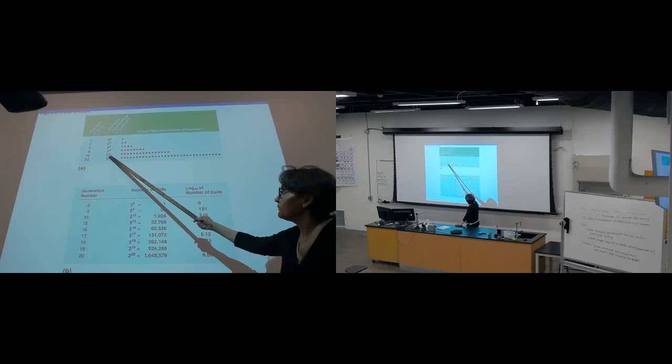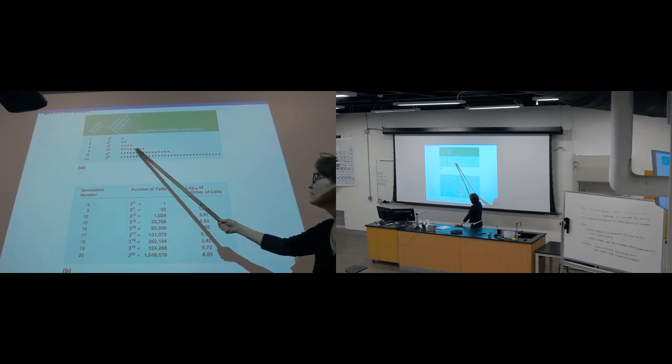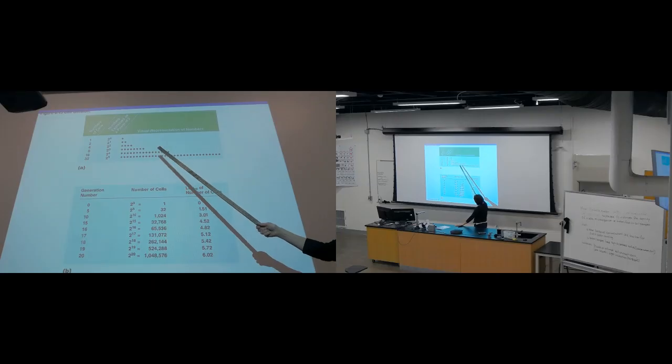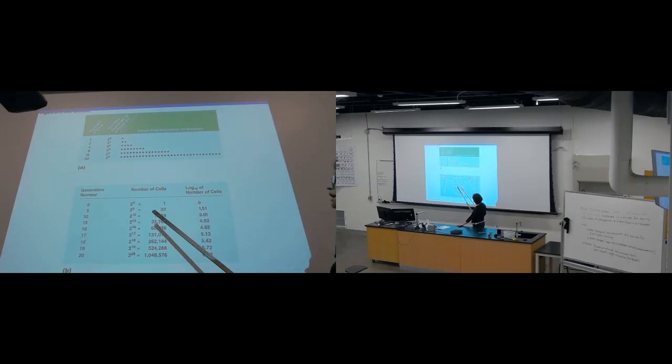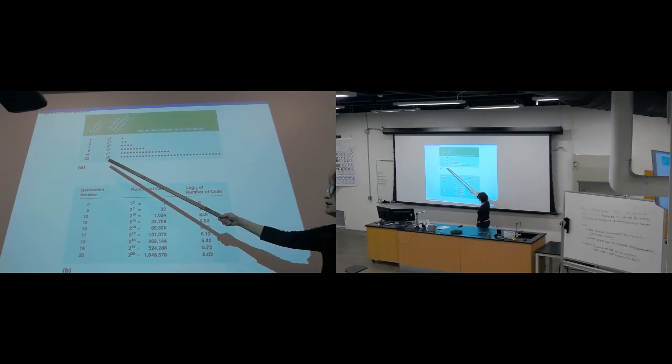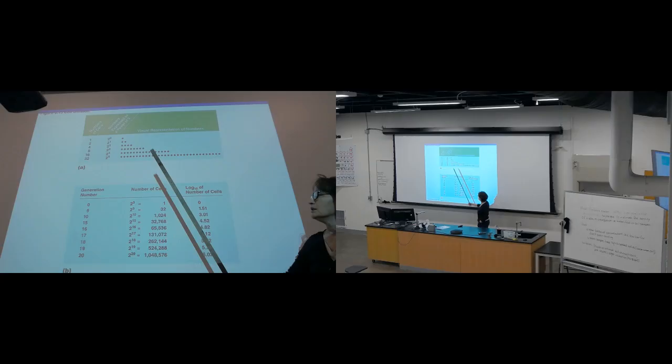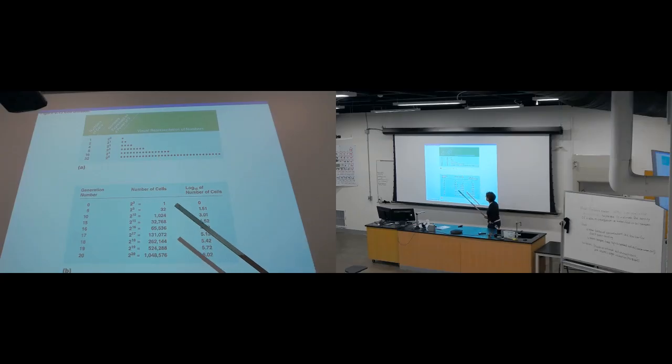And then you go to the fourth generation. So 8 times 2 will be 16. You will end up with 16 cells, and you keep on going. Every generation, you duplicate the number of cells. So at the 5th generation, you have 32 cells, and then 32 cells will become 64, and then 128, etc.